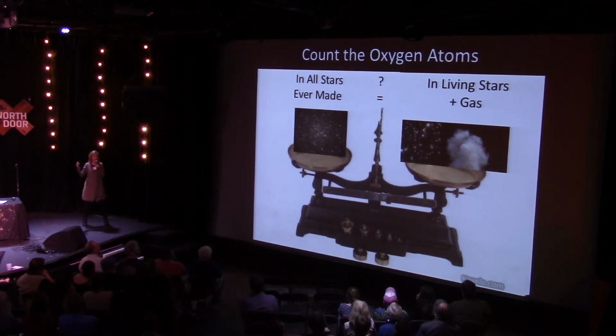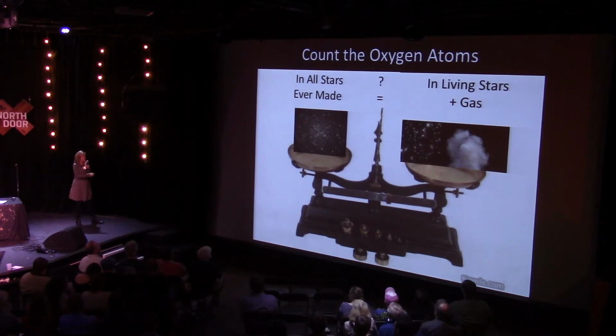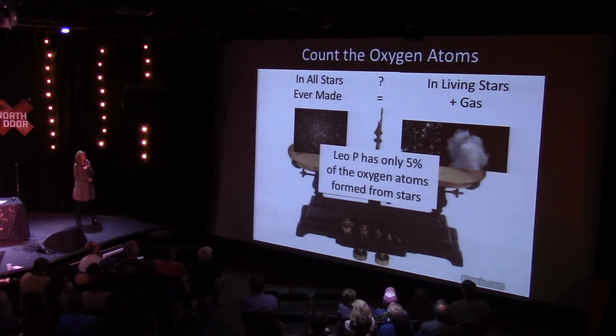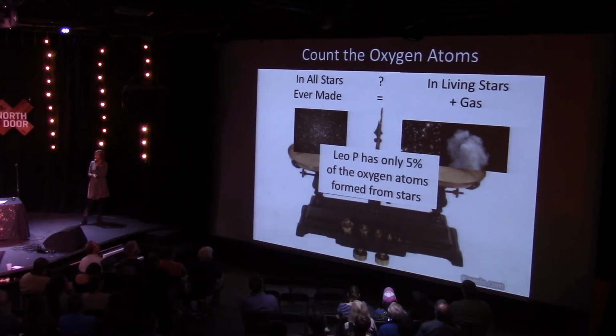If you think about our little town in Oregon, if nobody moved in and out of the town, it would be a closed system. But people move in and out, and so the picture of our town may not really represent the birth rate of the town. It represents inflow and outflow and birth rate in the town. But by doing this, we were able to measure that Leo P has only got 5% of the oxygen atoms it ever made in stars. Essentially, 95% of the oxygen atoms are missing.